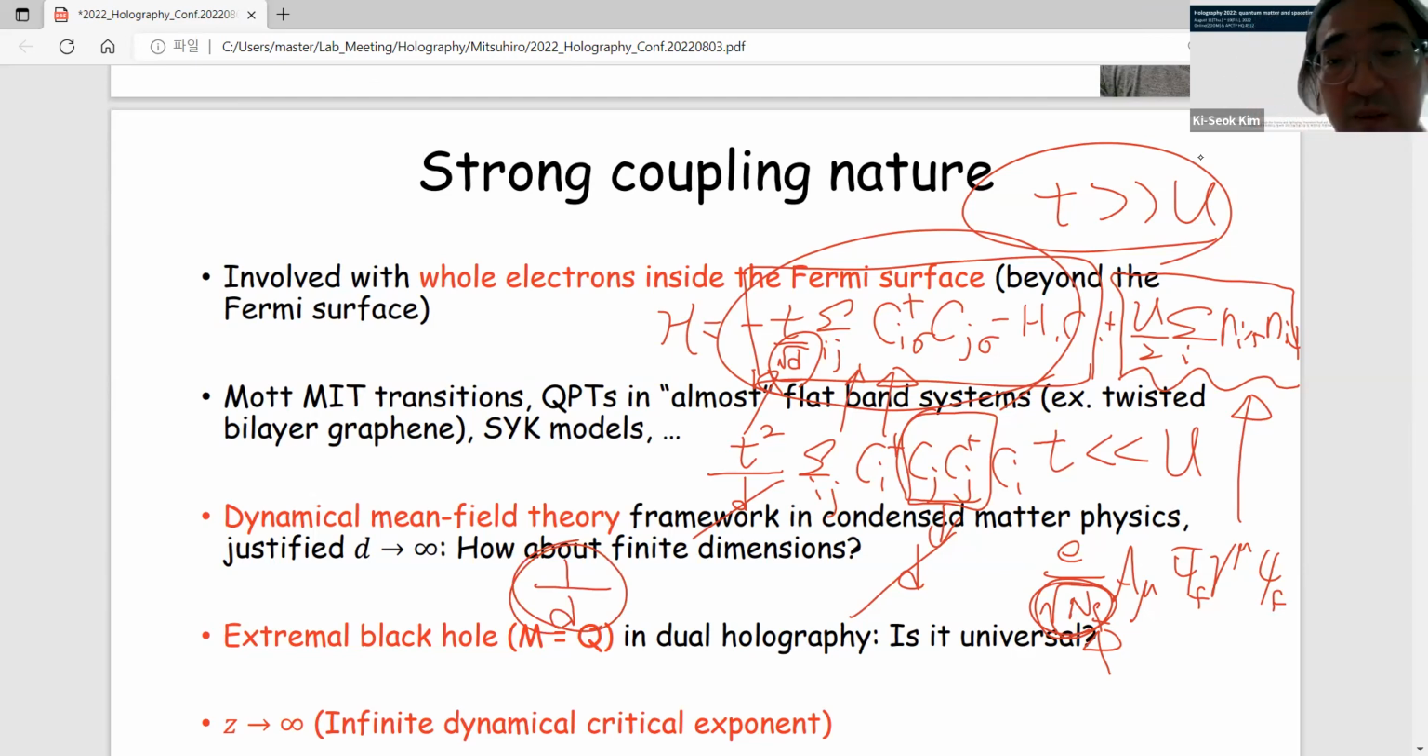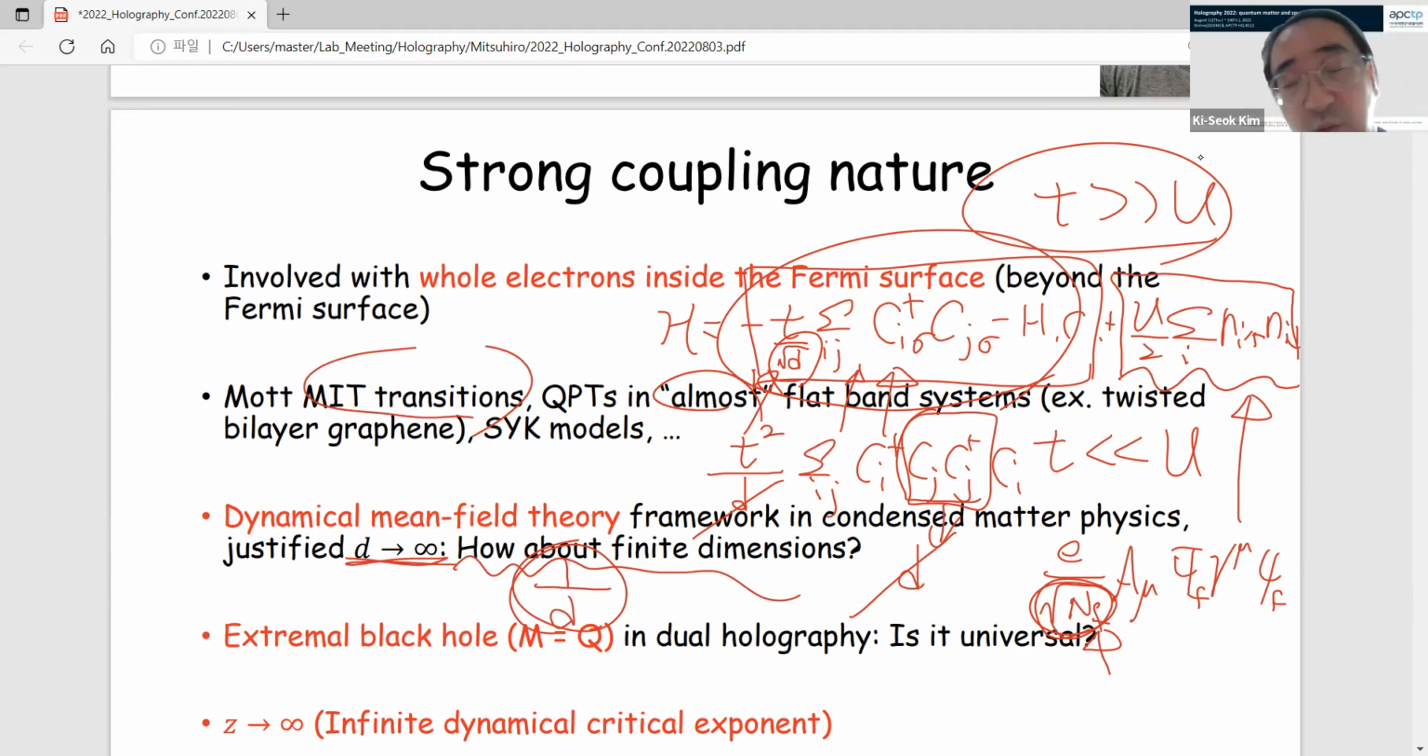This will be further discussed in later talks in the condensed matter section in this workshop. Basically, this is justified in the infinite dimension limit. Then the question is, many things appear below infinite dimension, in 2, 3, or 4 dimensions, whatever. The question is about finite dimensions.